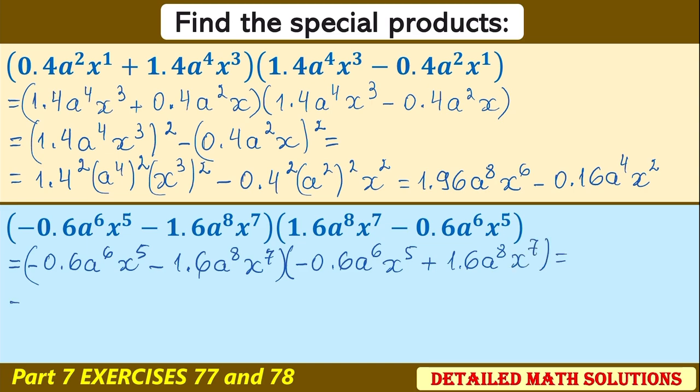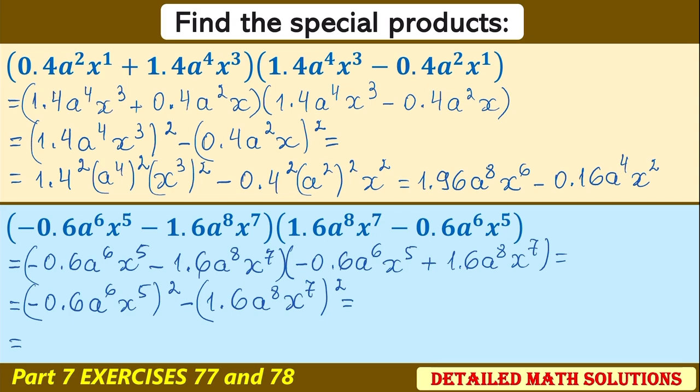This way, the first term, minus 0.6 a to the 6th power x to the 5th power, will correspond to the a in the formula. And the second term, 1.6 a to the 8th power x to the 7th power, will correspond to the b in the formula. And when I apply the formula, this equals (minus 0.6 a to the 6th power x to the 5th power) squared minus (1.6 a to the 8th power x to the 7th power) squared.